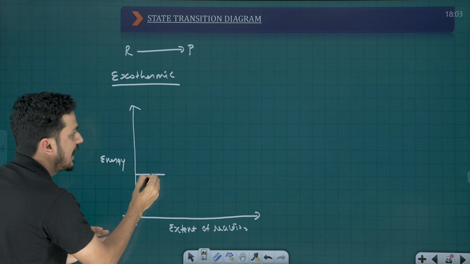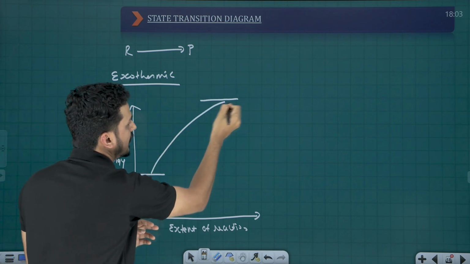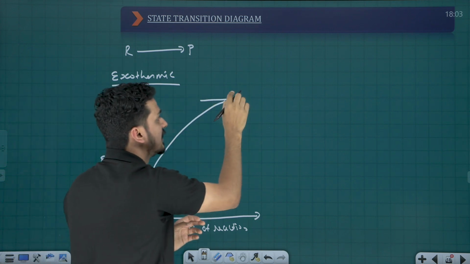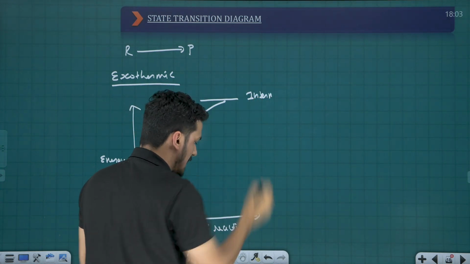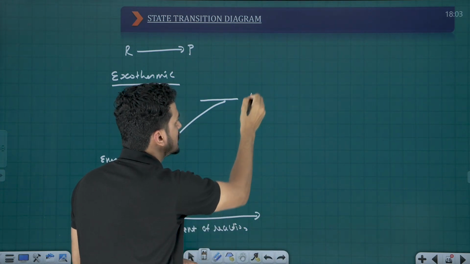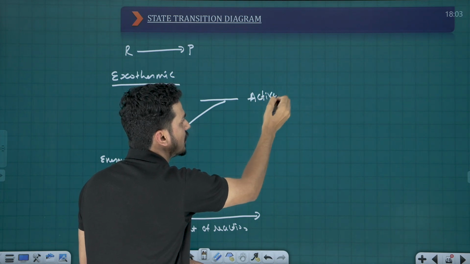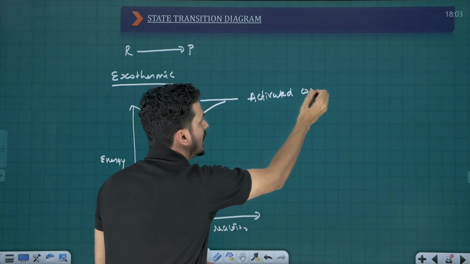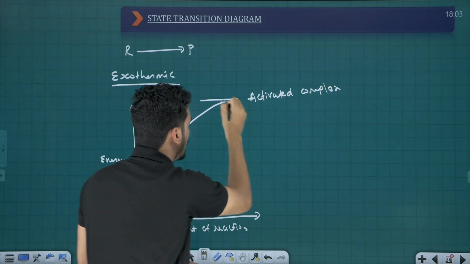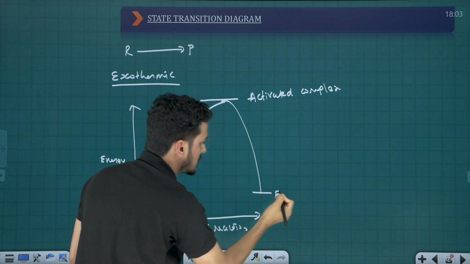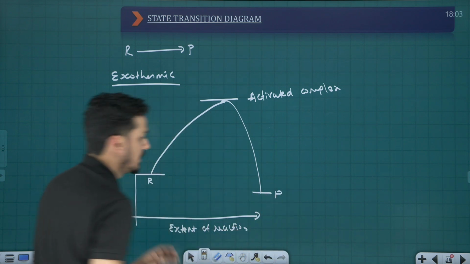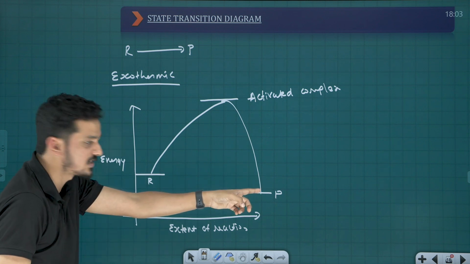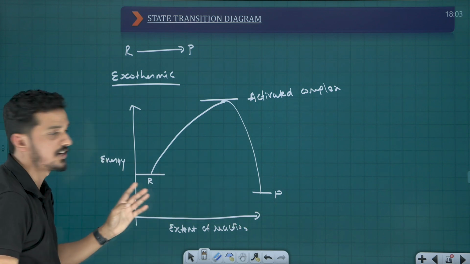that is potential energy. That reactant will react to reach the intermediate state, or else the activated complex state. Then after that their energy will decrease. This is the product. Here the product's potential energy will be less than that of the reactant. That idea you have to remember.